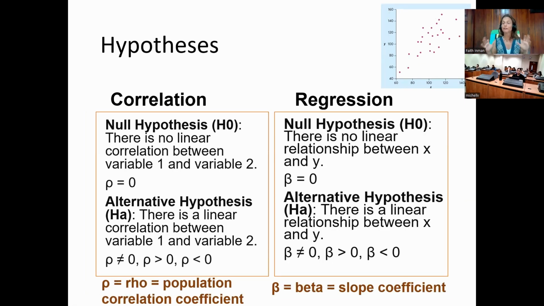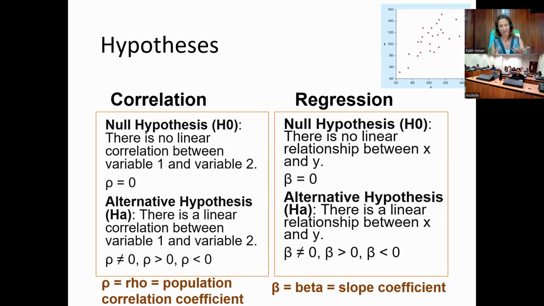Hypotheses. The hypotheses are fairly similar, with subtle differences. Again, with correlation, the null hypothesis is that there is no linear correlation between variable 1 and variable 2. And this could be stated as rho, rho is equal to 0.